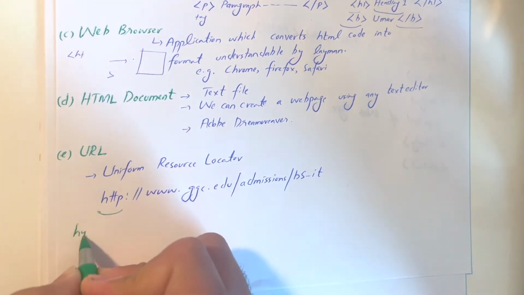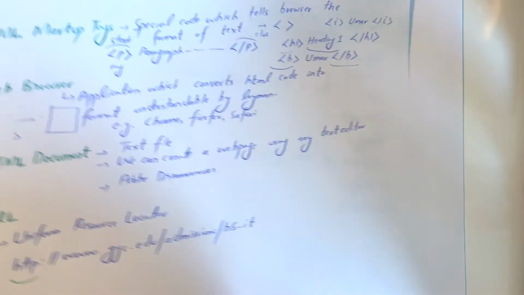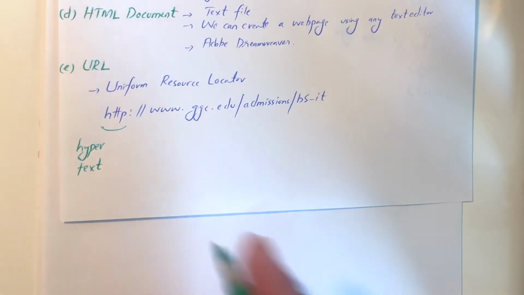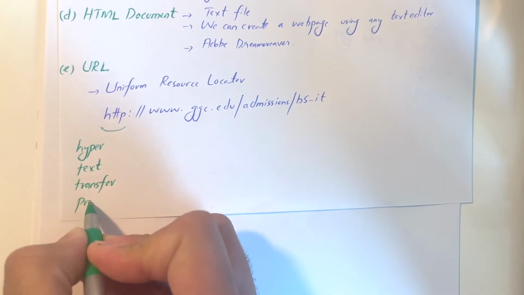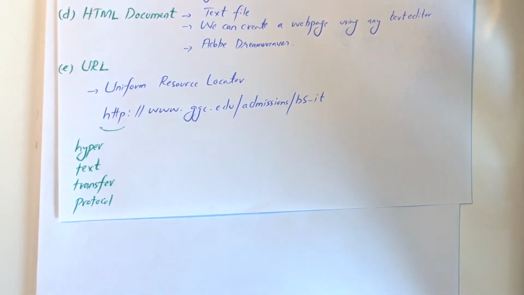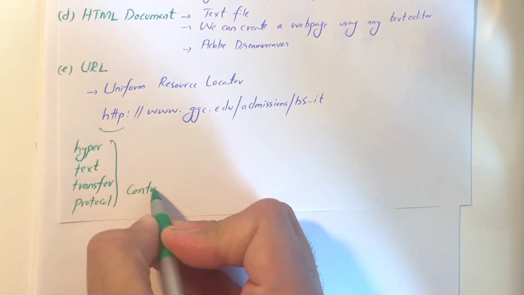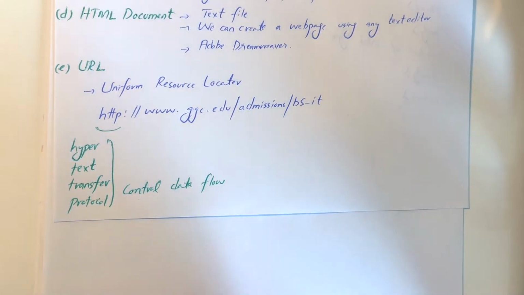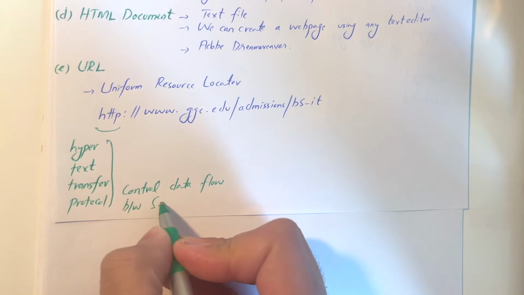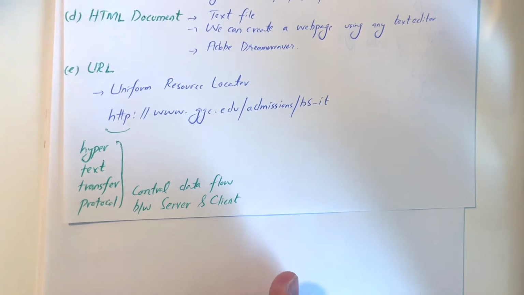It stands for Hypertext Transfer Protocol. So Hypertext Transfer Protocol, what exactly does it do? It basically controls the data flow, like the web page flow, between the server and the client. The client is you, of course, the user. The server is basically, this is the client and that's the server.